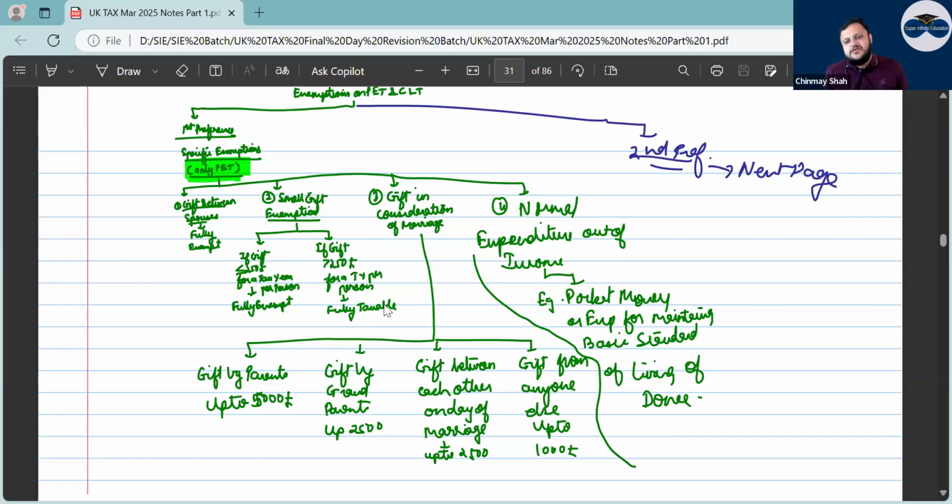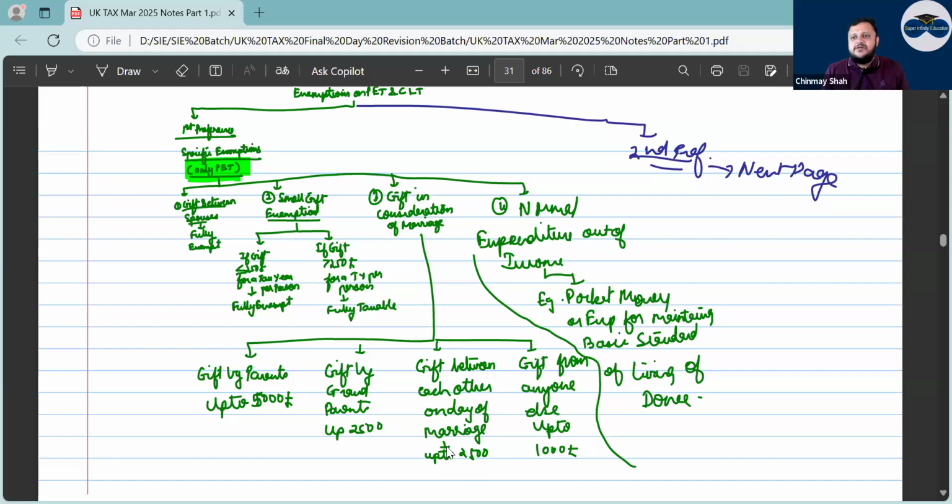Gift between each other on the day of marriage. There is also a concept where they ask: a gift is given by whom? Husband to wife, but one day before marriage, or on engagement, or a gift for engagement by parents and grandparents. This applies only for marriage. Does it apply to an anniversary? Anniversary not allowed.